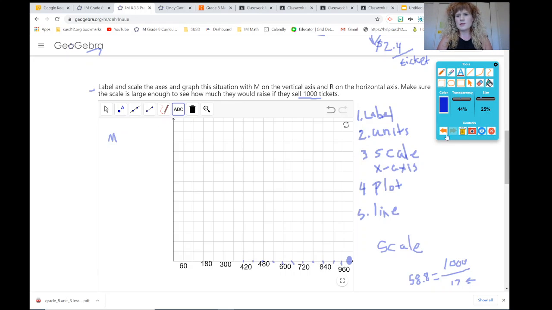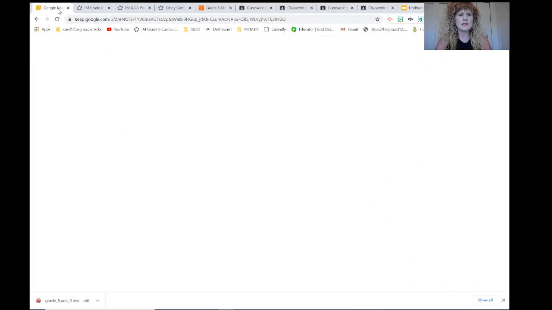Okay, use the text tool for your labels. Now, let's finish the problem. They want to know how much they would raise if they sell 1,000 tickets. Let's go back to our notes.